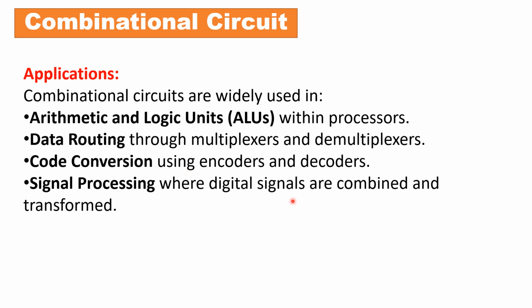Combinational circuits are used in digital signal processing to manipulate and transform digital signals. Examples include adders, multipliers, and digital filters that process sound, images, or other digital signals to improve quality or extract useful information.